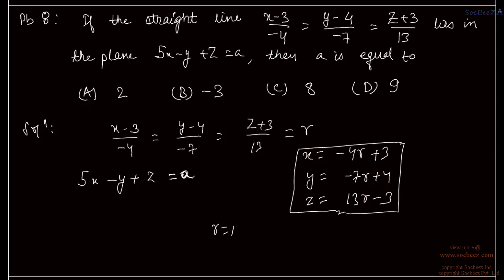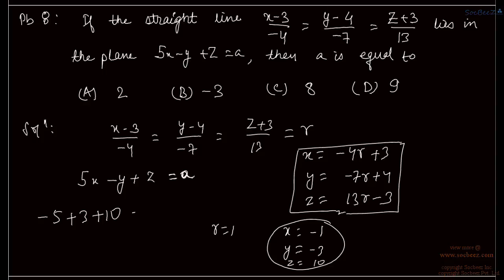So if we take, say, R is equal to 1, we will be getting the point x is equal to minus 1, y is equal to minus 3, and z is equal to 10. So this point also satisfies this plane. So we have minus 5 plus 3 plus 10 is equal to A. So A must be equal to 10 minus 2, which is equal to 8, right? So here option C is correct.